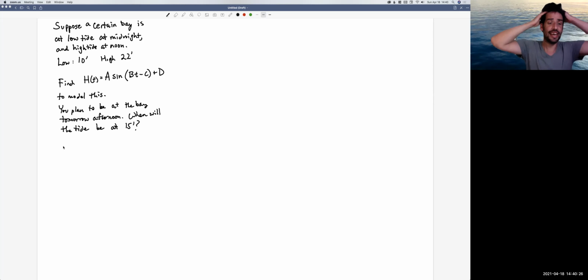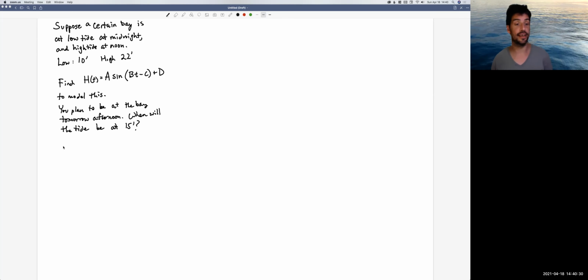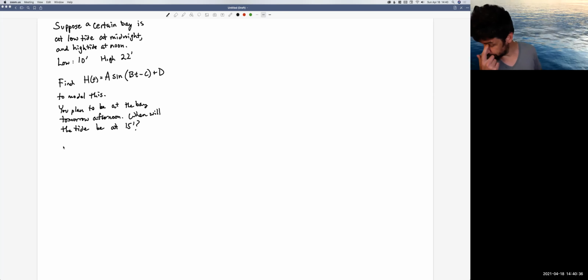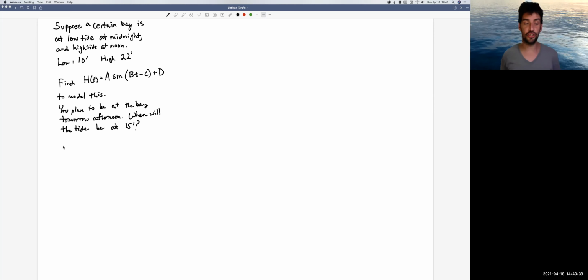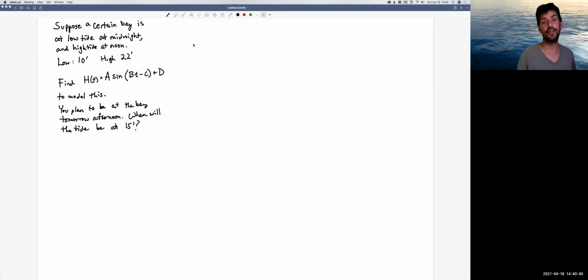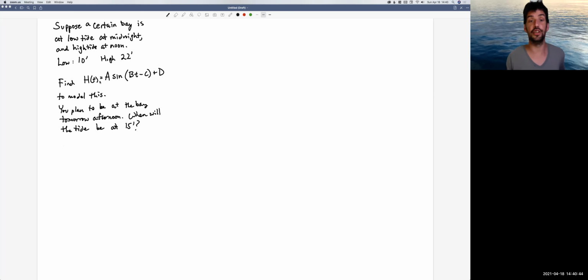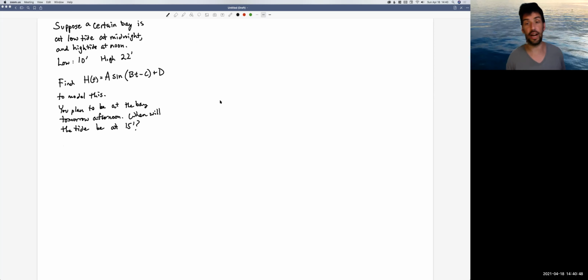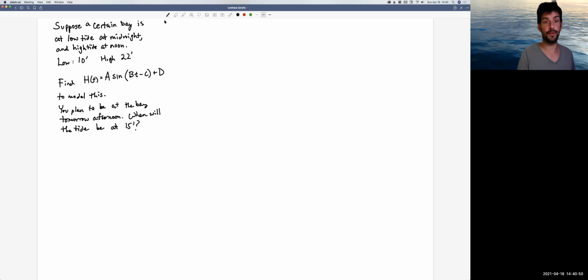And then we're going to use that to find out, if we were planning to be at this bay the next afternoon, when would the tide be at 15 feet? And that's where we'll get into some of the trickiness of the inverse functions. So let's start with figuring out this model, this h of t. I'm going to start with a sketch of the graph using the information I have.